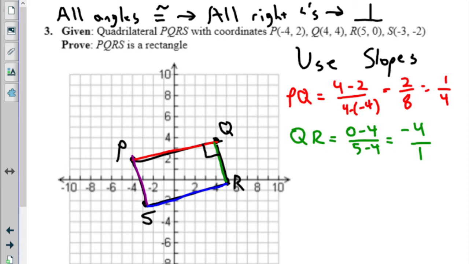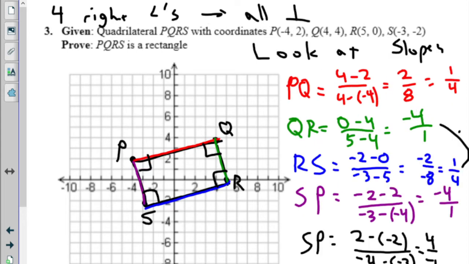So now, try the rest of your slopes, which are my slope from R to S and my slope from S to P, and see if we get those opposite reciprocals that we're looking for. And hopefully these are the slopes you got.